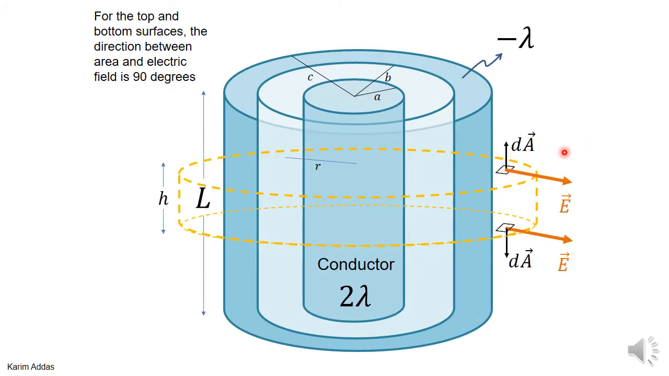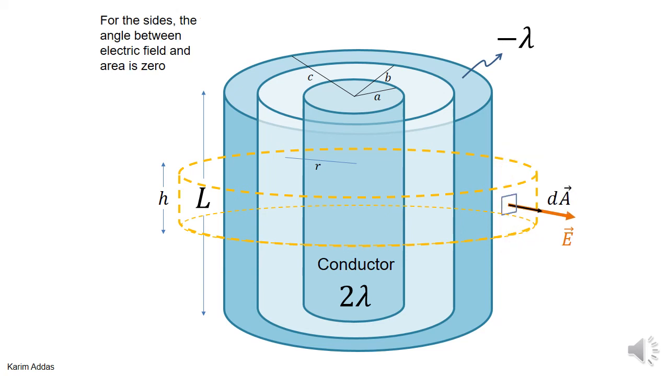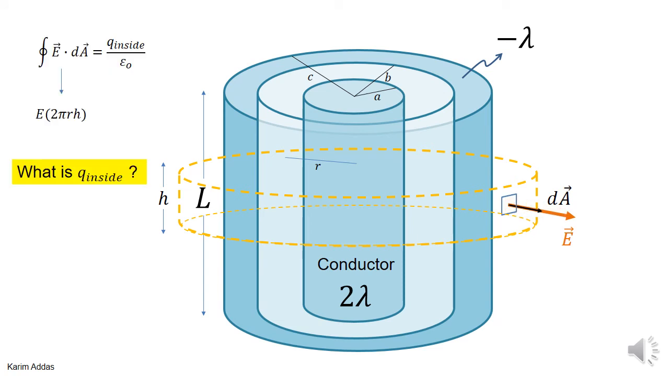When the radius is bigger than C, you can make another Gaussian cylindrical surface, this dotted surface, and the same thing happens like before. The area vector and electric field vectors are 90 degrees with respect to each other for the top and bottom surfaces, so the flux is 0. The only contribution comes from the side surfaces where the electric field and area vectors are in the same direction. So you can say exactly the same as we did before, that the left-hand side of Gauss's law is E times 2 pi r h.